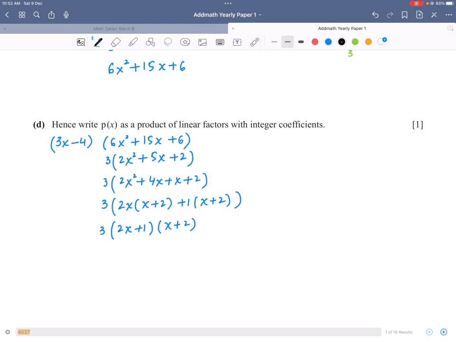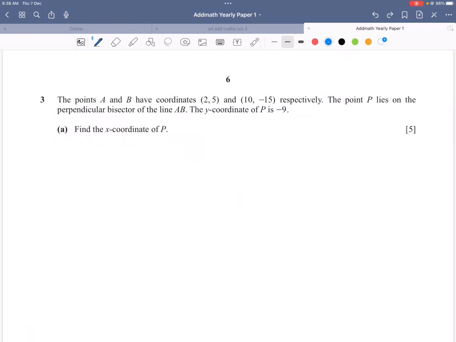So the factors we are getting: the first factor is 3x minus 4, and the next two factors are 2x plus 1 and x plus 2, and 3 remains outside the bracket, and that will be your answer. Alright, it's question number 3.